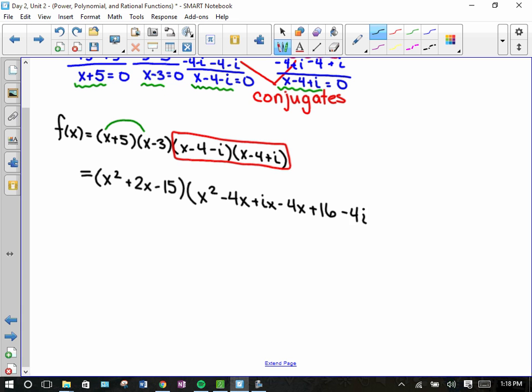Negative i times x is negative ix. Negative i times negative 4 is going to be positive 4i. Finally, negative i times i is going to be positive 1. How do we know that? We know i squared is equal to negative 1. And since it's a negative i squared, then the negative negative 1 is equal to positive 1. That makes sense? So you have a plus 1 up here.